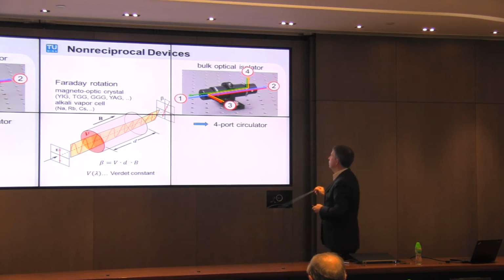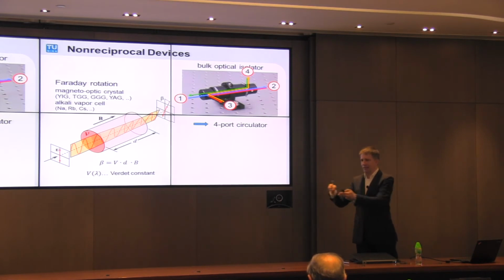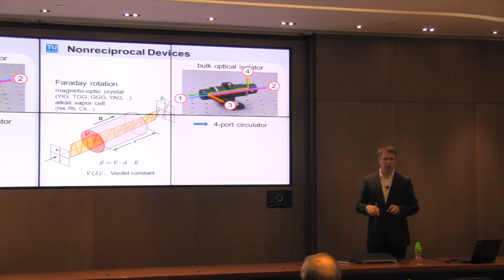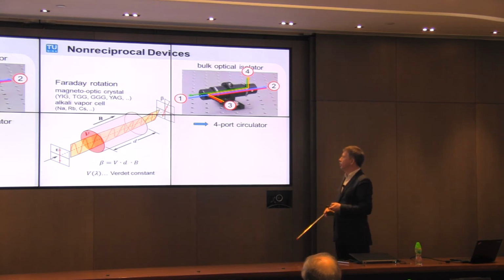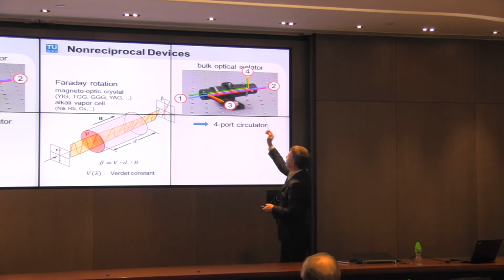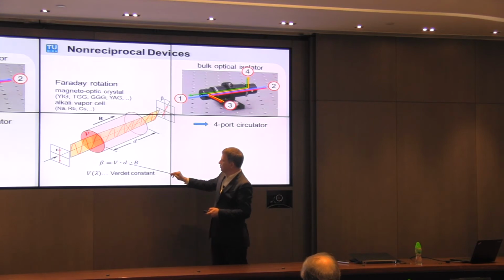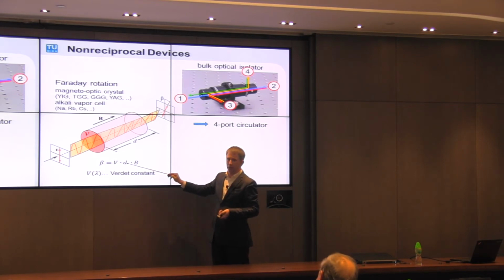This is the principle of a 4-port circulator, which is important, for example, for wavelength multiplexing. You can add signals on one waveguide, etc. So it's also a very important component. And now, for this to work, what you need is this angle beta to be 45 degrees. But this means that if I have a given B field strength, I need a given Verdet constant that depends on the length of the crystal.